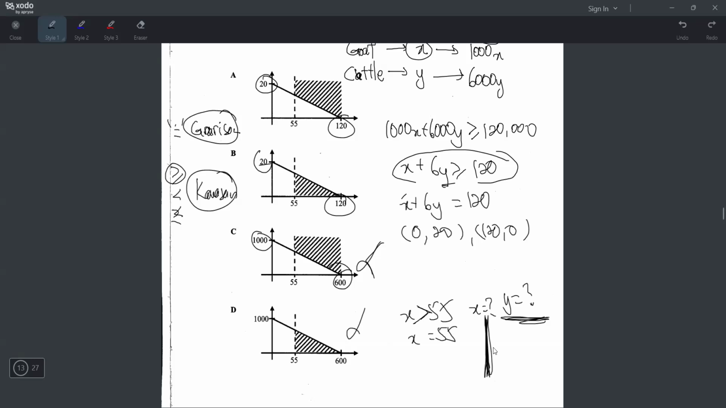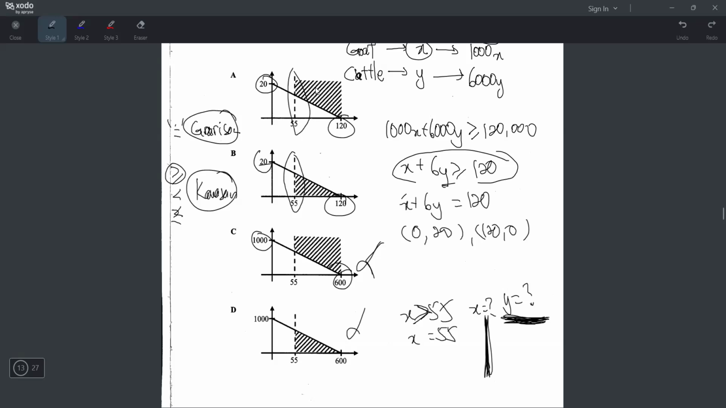Macam mana nak ingat? Kalau x equals, maksudnya dia akan potong x-axis. That's why it's straight like this. Kalau garisan dia macam ni, dia tak ada potong x-axis, kan? Dia potong y-axis. That's why it's y equals. Alright, so x equals 55, it will be a straight line. But you have to use a dotted line, because dia bawah ni tak ada garisan. So dotted line. So both also got x equals 55, right?